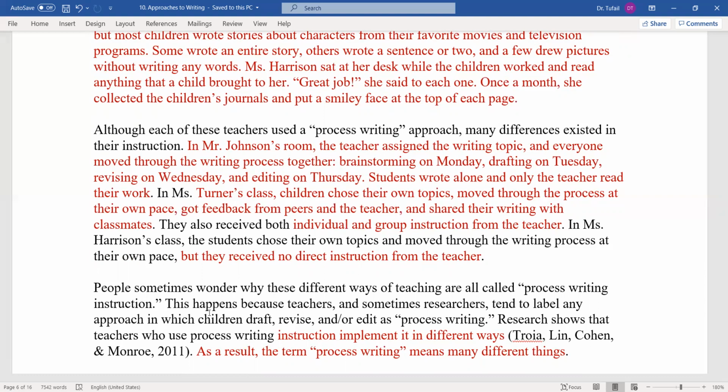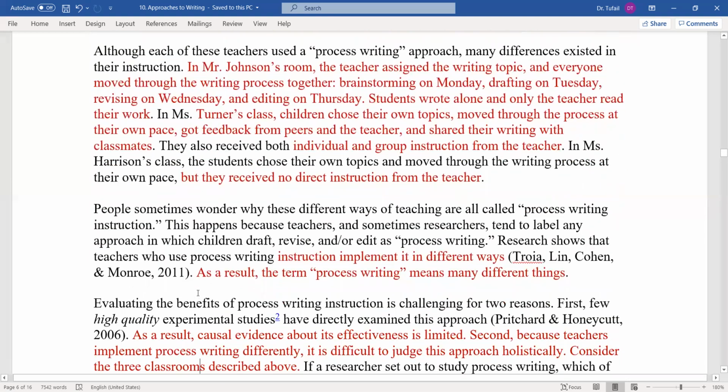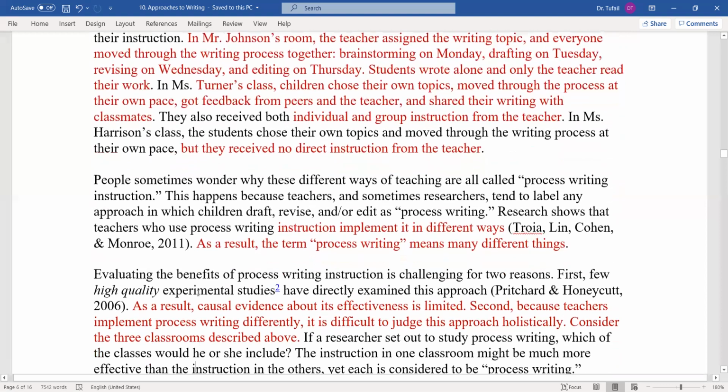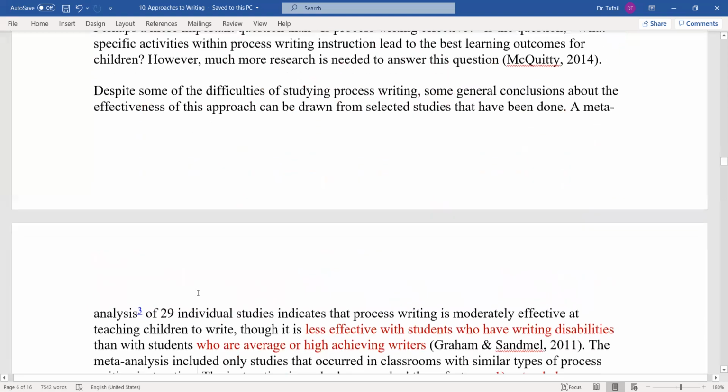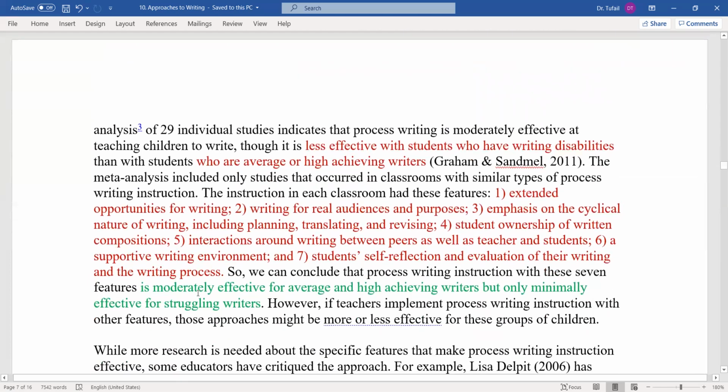So in the third model, choose your topic and write on your own without any feedback. These are different processes, and the models are different. There are different research studies showing whether they were effective or not: which model with instruction, without instruction, with feedback, without feedback, with the teacher's interventions and without teacher interventions. These are some of the questions they have developed.